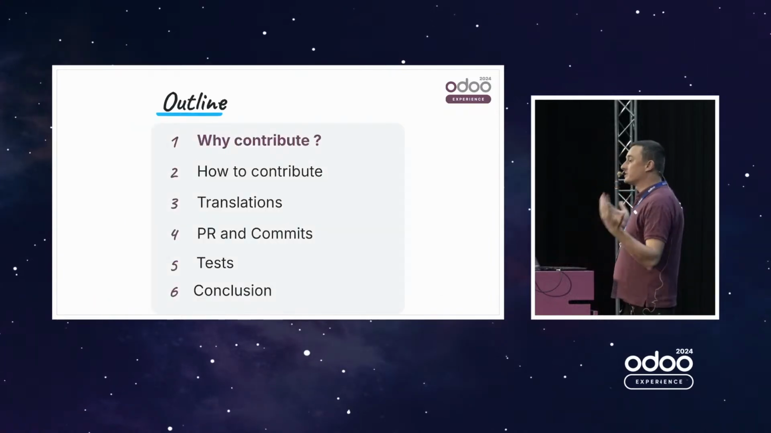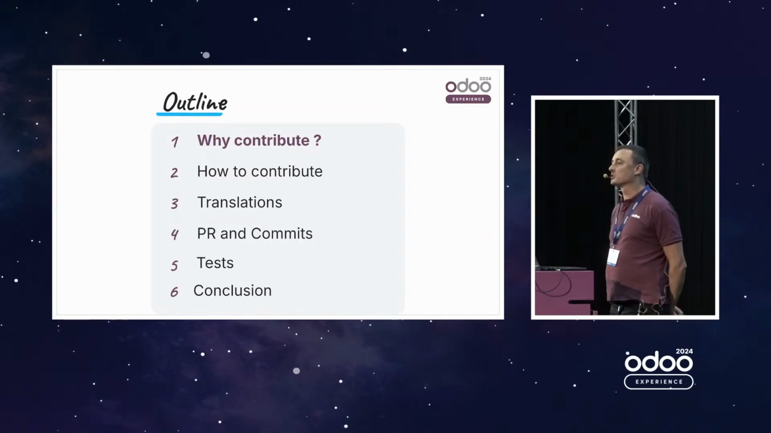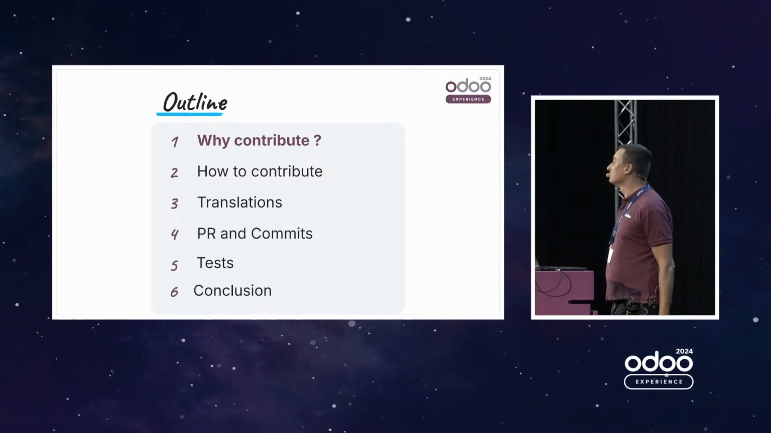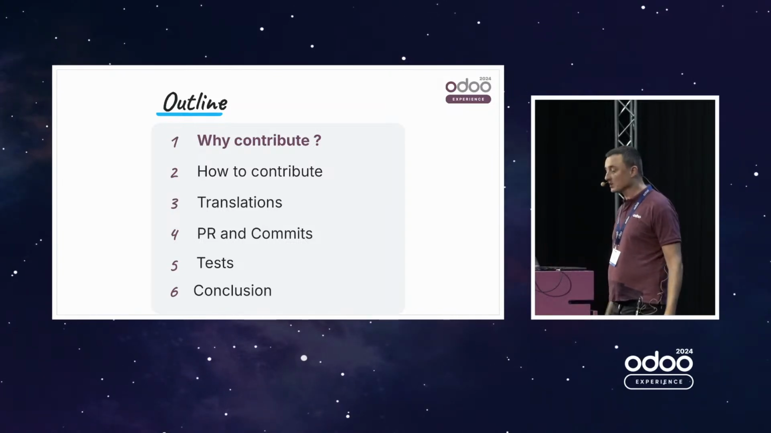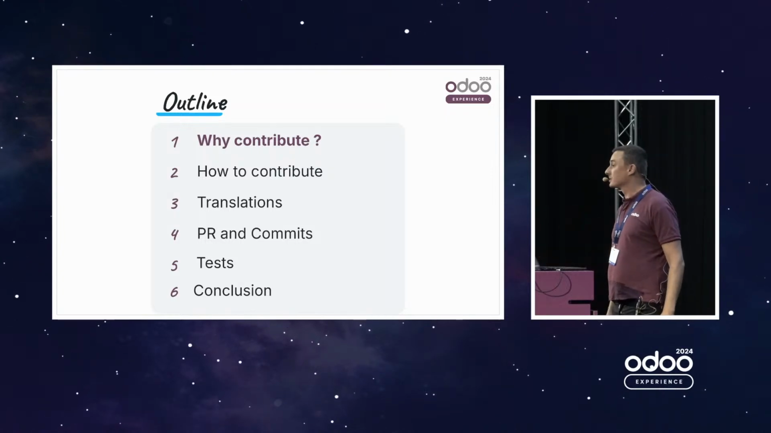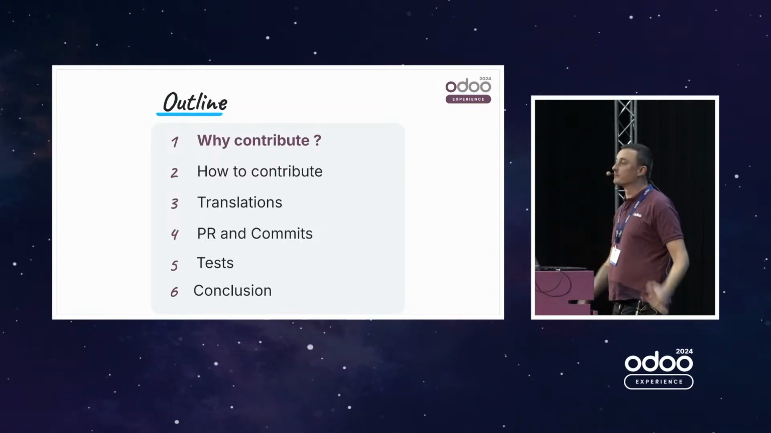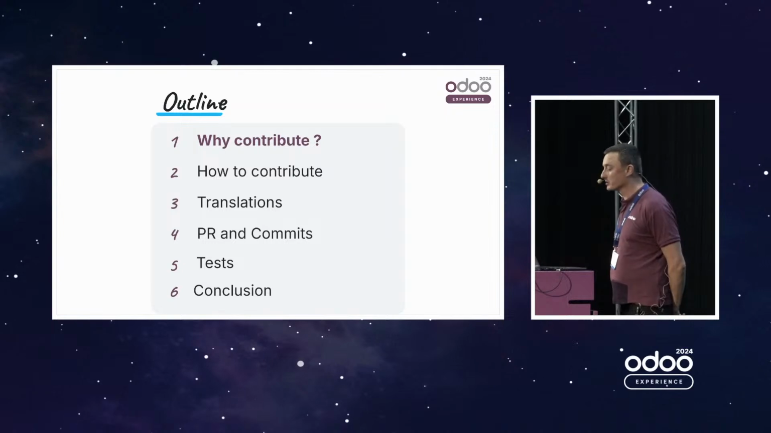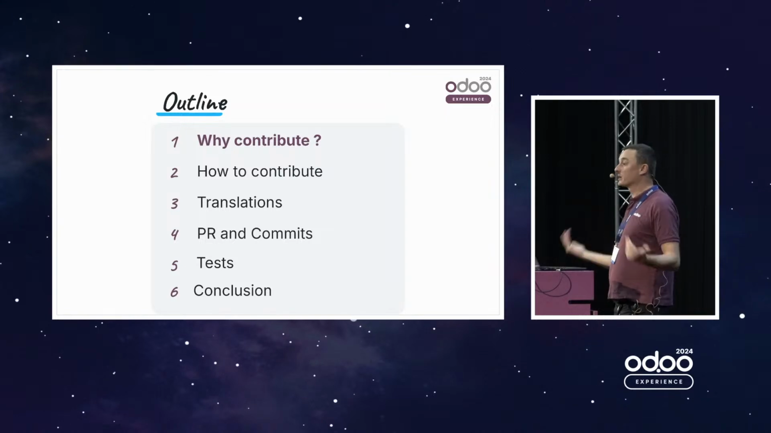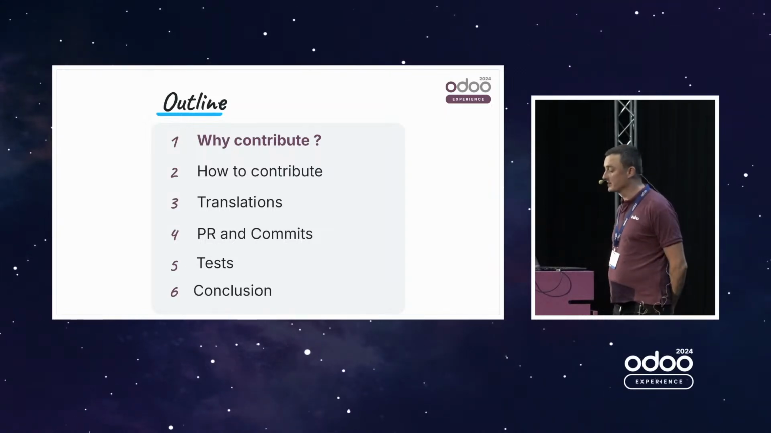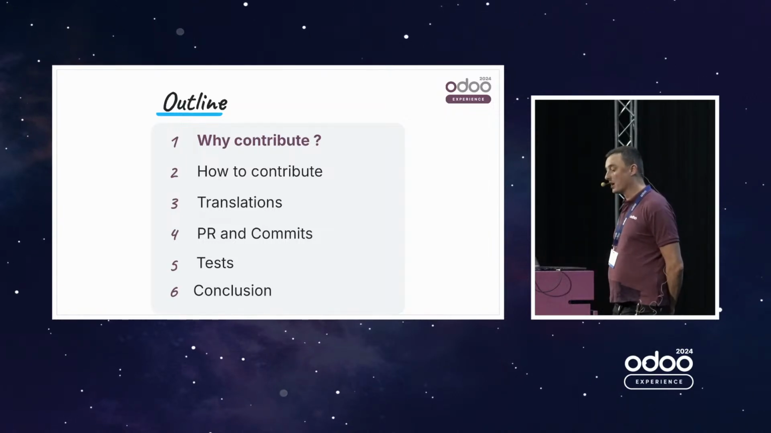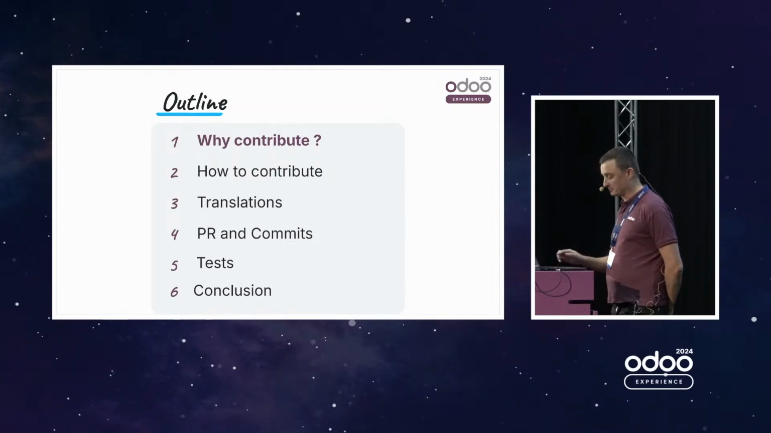So this is the outline of my talk. First, I will talk about why you would like to contribute to the Odoo code base, how to do it, and how to handle translations, because your code will be run by a lot of people all over the world. Then the pull request and the commit message: what are the best practices to have a nice commit? And the testing, Python and JavaScript. And I will finish with my conclusion.